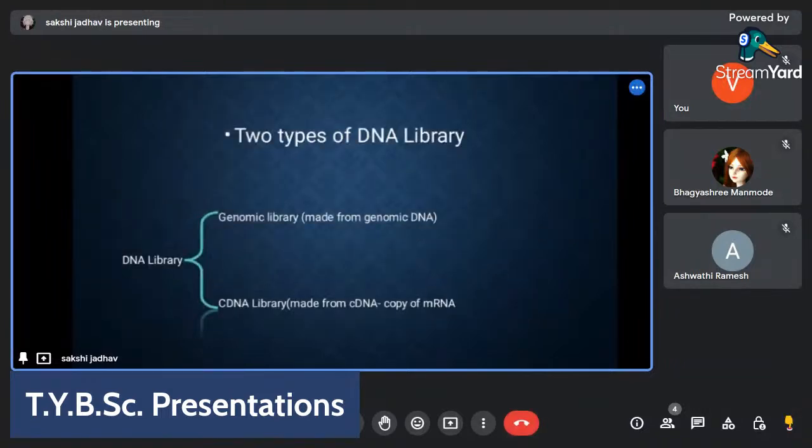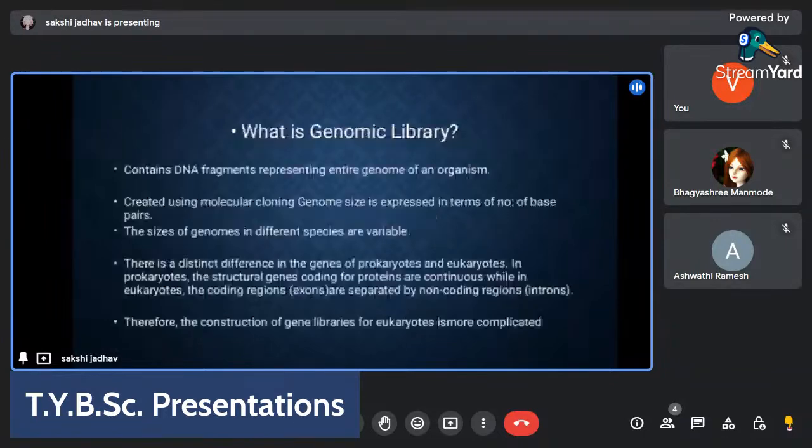There are two types of DNA library, genomic library and cDNA library. So we are going to see what a genomic library is. It contains gene fragments representing the entire genome of an organism, created using molecular cloning. Genome size is expressed in terms of the number of base pairs. The size of the genome in different species is variable. There is a distinct difference in the genes of prokaryotes and eukaryotes.